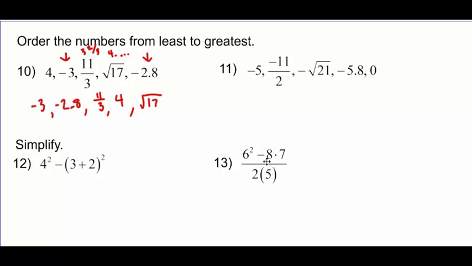All right, on number 11, it's the same instructions, and again, we're going to have to do just a bit of approximation to kind of figure out exactly where these numbers fall.